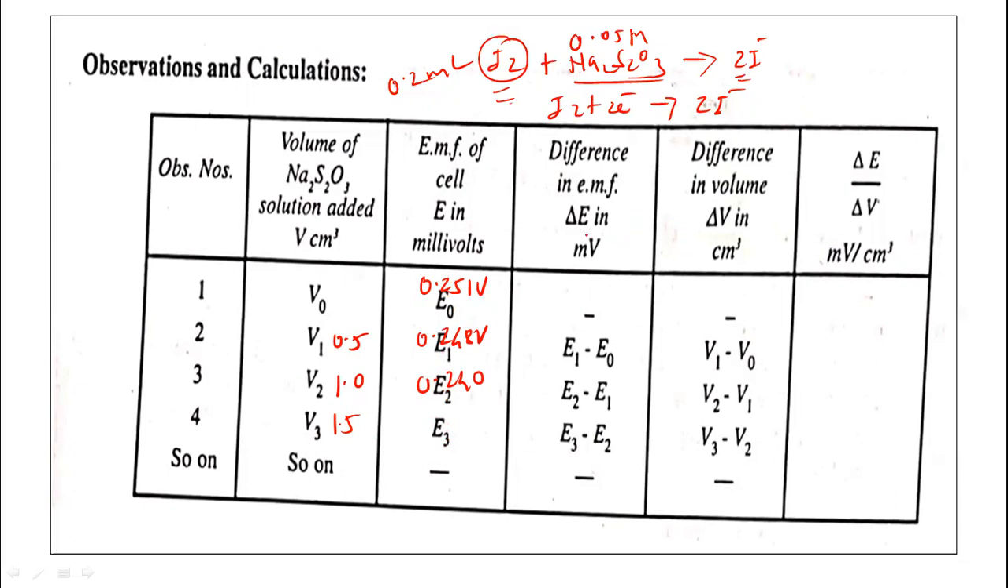Okay. Now let us do this calculation of delta E. In this case E1 minus E0 is written here. We have to take just the difference between the two readings. This is the higher reading, this is the lower reading, and write that reading here. Similarly here. And the difference in volume, delta V, the difference between these two, is 0.5. This is constant everywhere. Okay, difference in volume delta V, and delta E upon delta V. This is the calculation part.